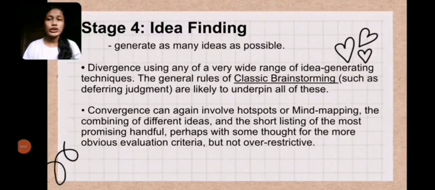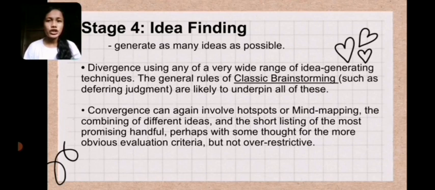So the fourth stage in creative problem solving is the idea finding. So you will generate as many ideas as possible. Divergence using any of a very wide range of idea generating techniques. The general rules of classic brainstorming, such as deferring judgment, are likely to underpin all of this. Convergence can again involve hotspots or mind mapping, the combining of different ideas and a short listing of the most promising handful, perhaps with some thought for the more obvious evaluation criteria but not over-restrictive.